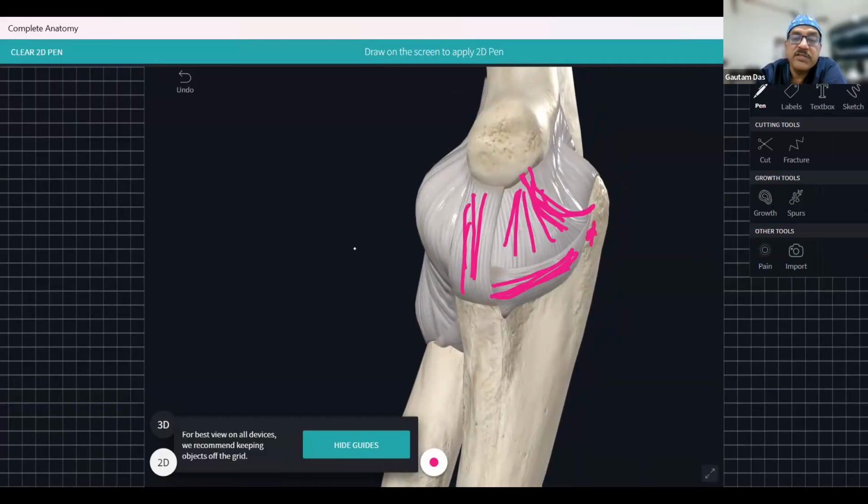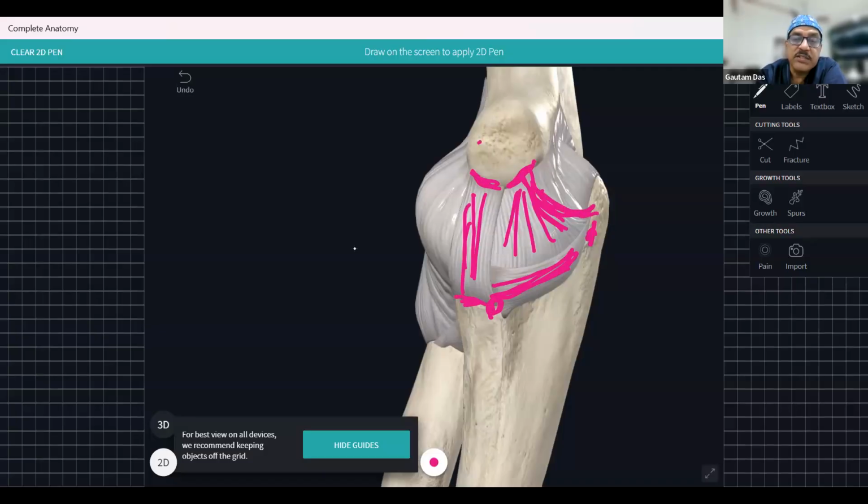The transverse, or inferior band, on one side is attached to the olecranon process and on the other side to the sublime tubercle. Whereas the anterior band is attached to the medial epicondyle and distally to the sublime tubercle. And the posterior band is attached to the medial epicondyle here and the olecranon process here.